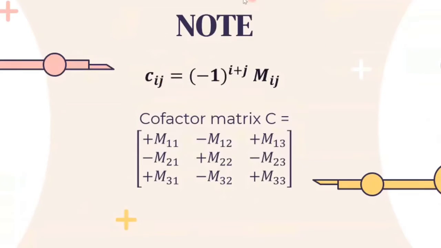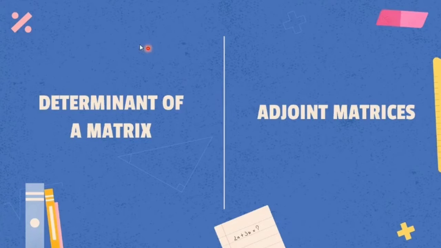This is an important note. You must memorize this, because this is the formula for the cofactor, and this is the cofactor matrix C. Like I said just now, any sum of i and j that equals an odd number will become negative. So the negative signs follow a diamond pattern. You guys must remember this. So that's all from me.